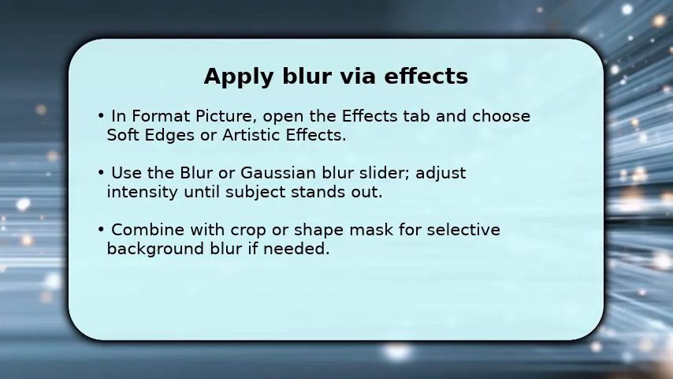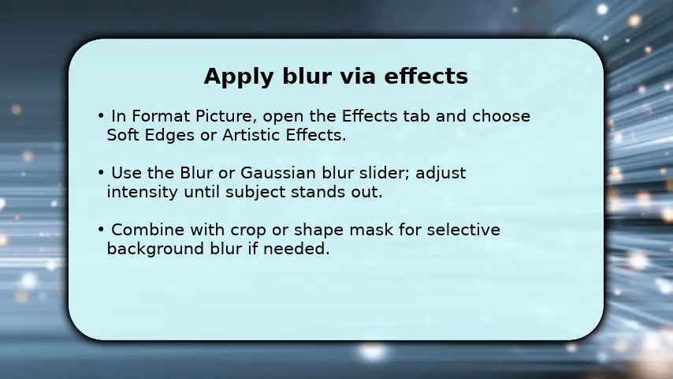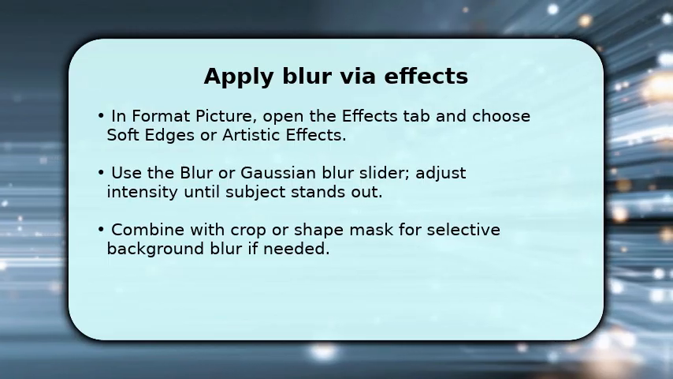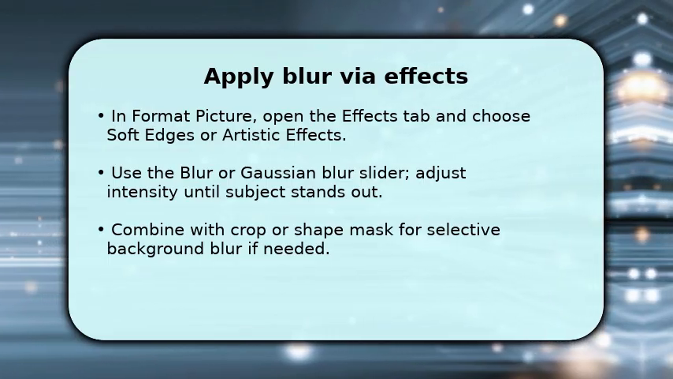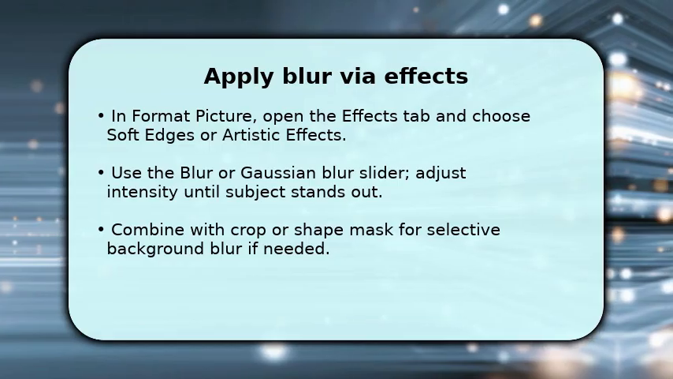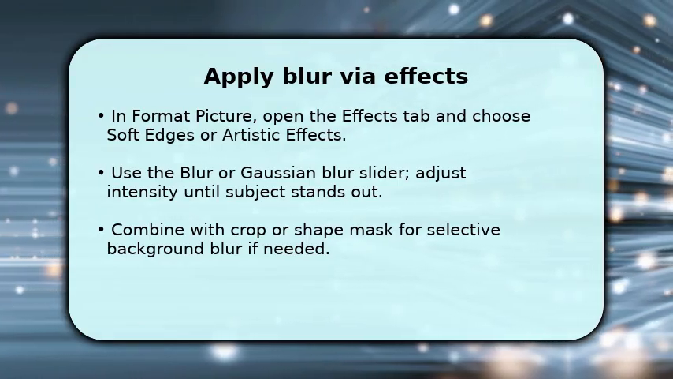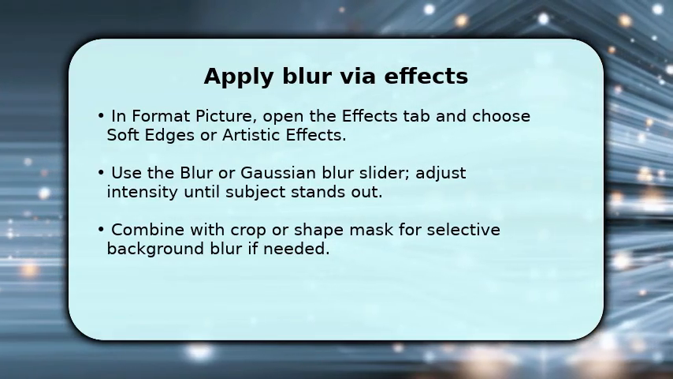Now you'll add the blur effect itself. In Format Picture, switch to Effects and find Soft Edges or Artistic Effects. PowerPoint versions vary, so locate the Blur/Gaussian option. Drag the blur slider gradually while watching the slide so the subject remains readable and the background recedes.